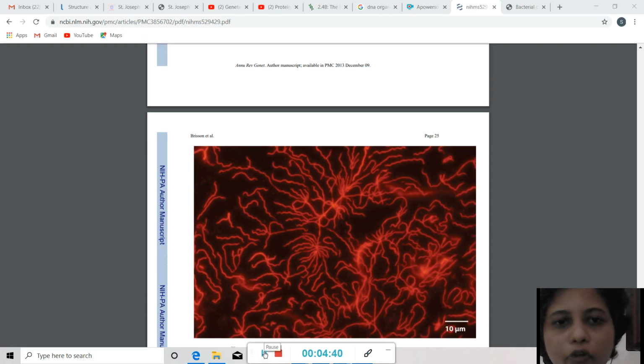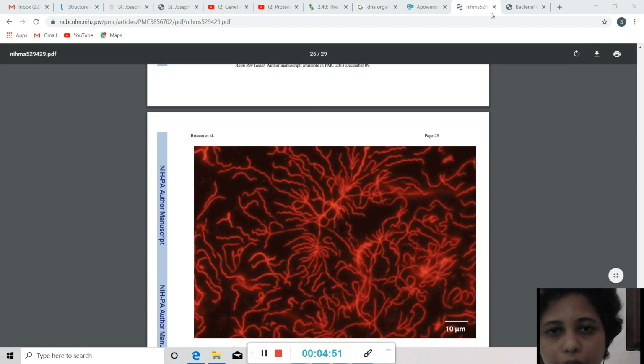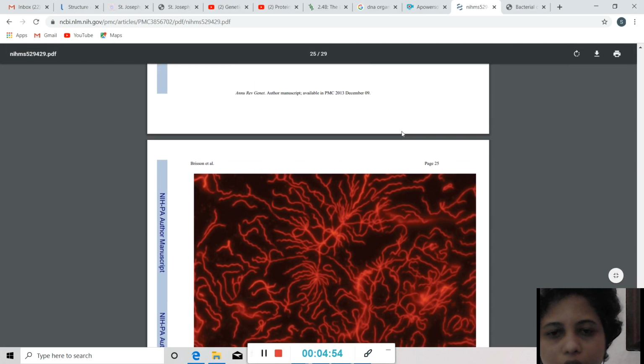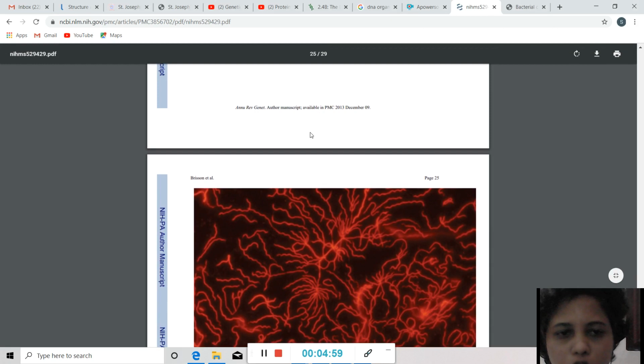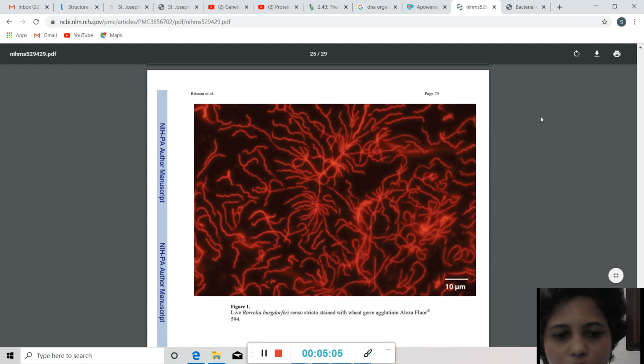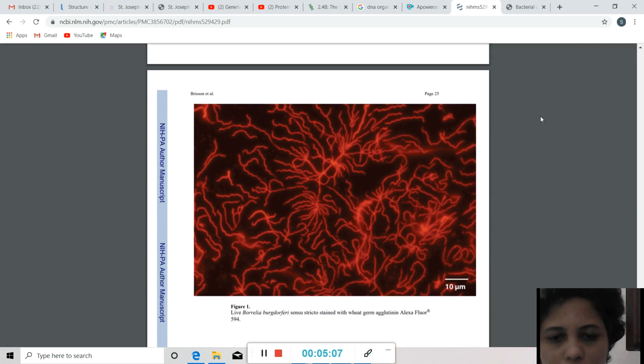This is a paper from the Annual Review of Genetics, and this is a picture of the Borrelia linear genome, which has been quoted in this paper, and you can see that it's just diffused out. It was published in 2009. The chromosome was being stained with wheat germ agglutinin, Alexa Fluor. What happens? A live Borrelia burgdorferi was stained like this, and they got an image. This is quoted from Briegel et al.